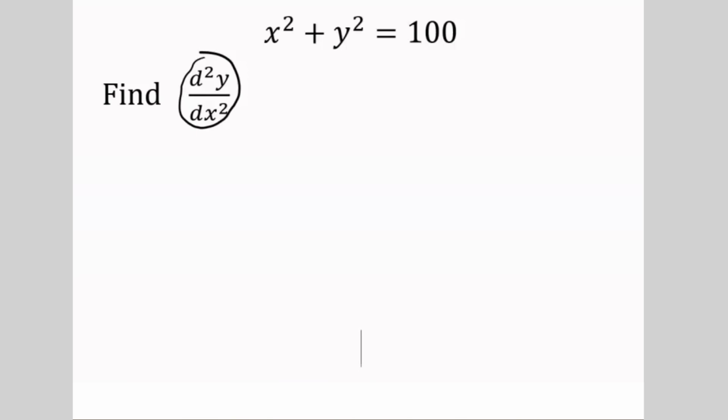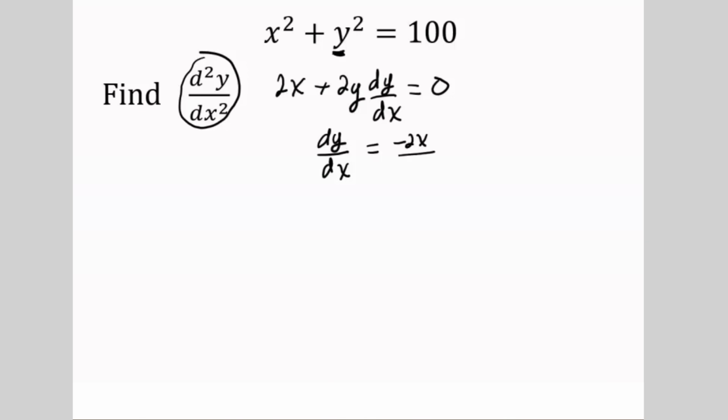So we go left to right. So we would get 2x plus 2y. Now remember the y doesn't match up with the x, so we're going to need a dy/dx, is equal to the derivative of the constant 100, which is 0. So if I solve for dy/dx here, I'm going to get negative 2x divided by 2y, which would be negative x over y as my first derivative. Okay?